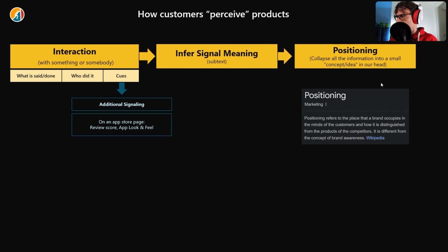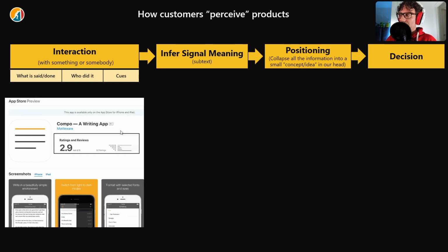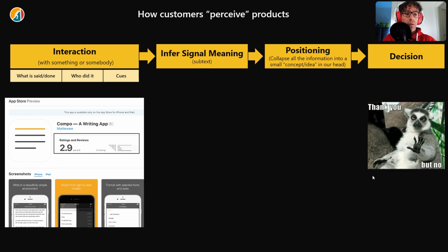Now, this looks abstract, so let's make it more tangible. You are right now on the App Store and you are looking for an app to write, and you see this. Look at it for a few seconds. And you already remember the positioning. Now it's going to help us make a decision. And you got here in seconds.